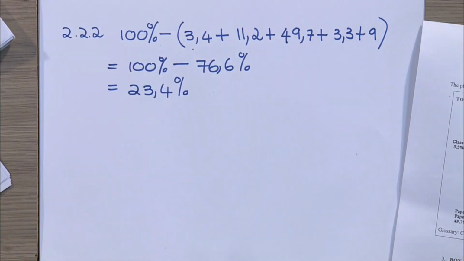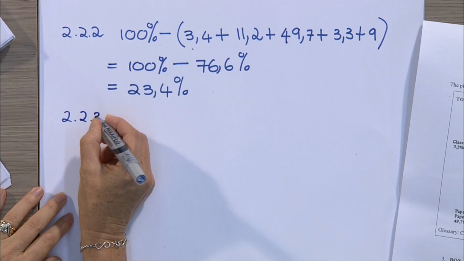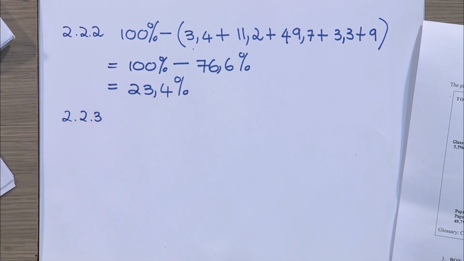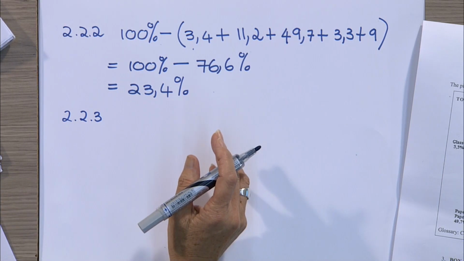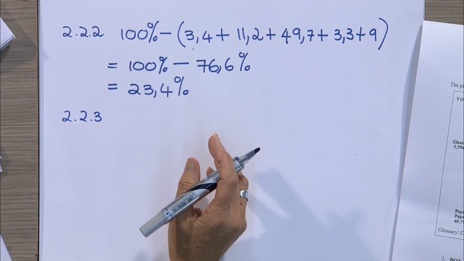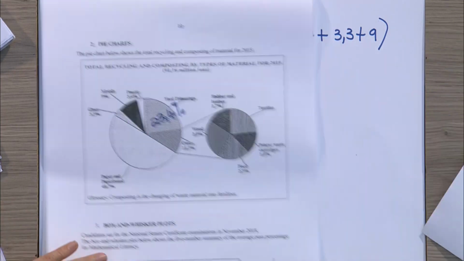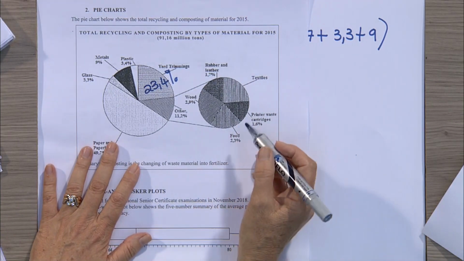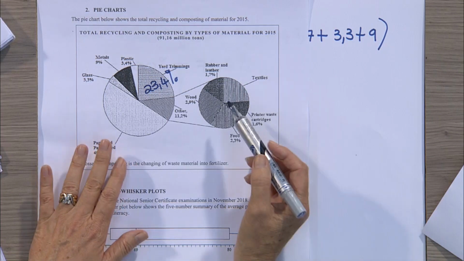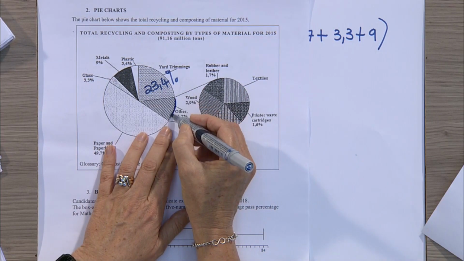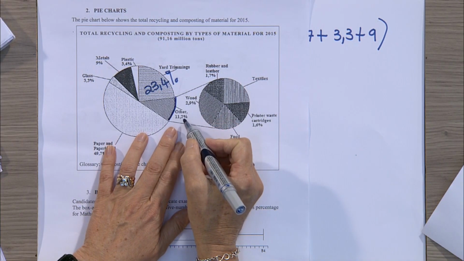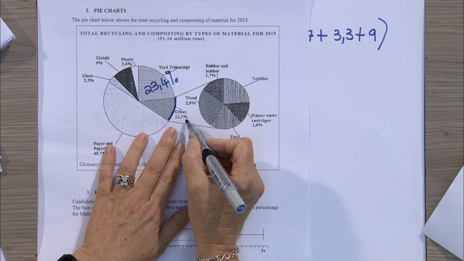So the next question, 2.2.3. The next question says, determine the percentage allocated for textiles. All right? So now we go and have a look at our pie chart that was presented to us again. So this little part here is called other. All right? So other consists of 11.2%.